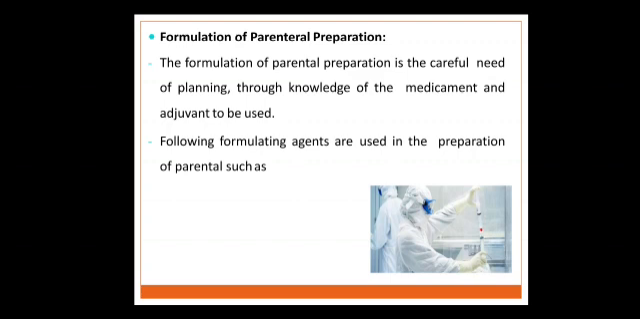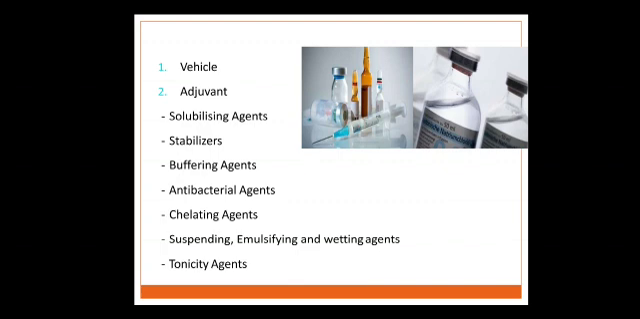are added to make a stable preparation, such as the first one, the vehicle, and the second one, the adjuvants. Now we will see the first one, vehicle. There are two types of vehicles which are commonly used in the preparation of injection: aqueous vehicles and non-aqueous vehicles. First one is the aqueous vehicles, in which water is used as a vehicle for the majority of injections because water is tolerated by the body and is safest to administer.